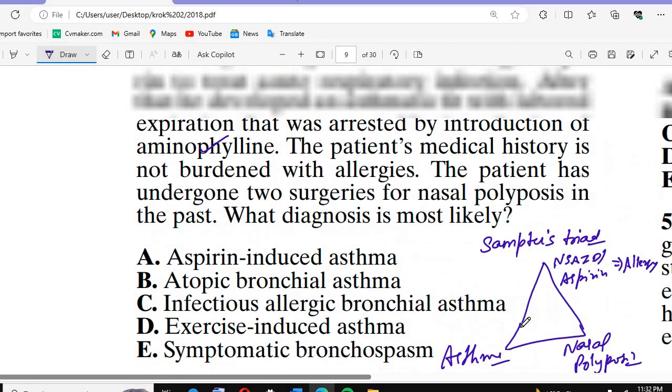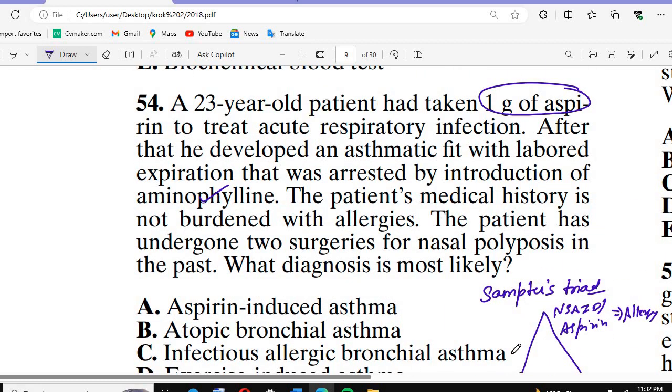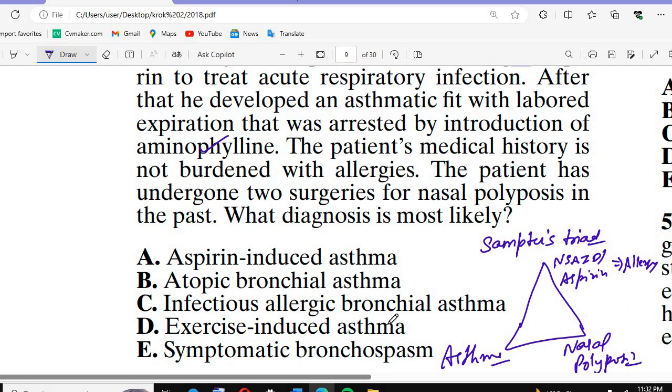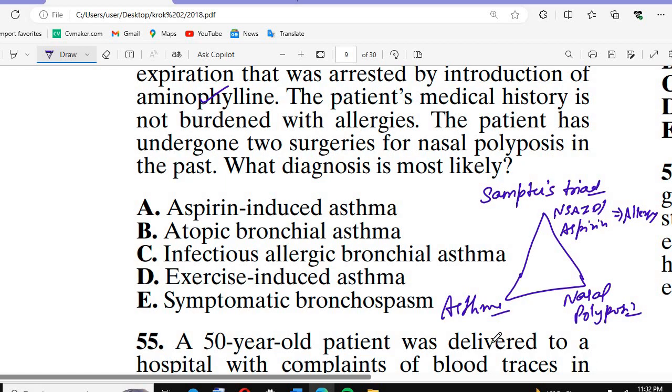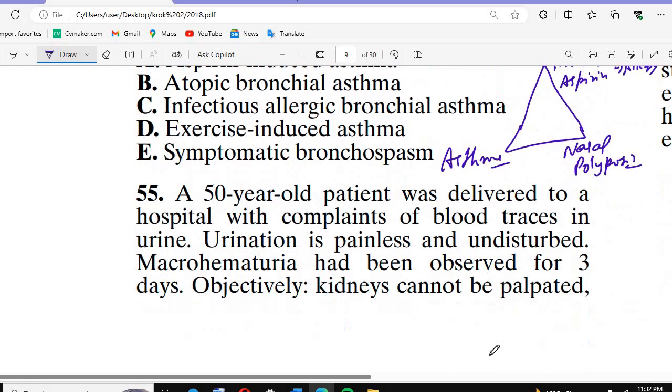This type of question is also asked in the FMGE. The 1 gram of aspirin is there, and 2 surgeries for nasal polyposis. So what diagnosis will we have? Aspirin-induced asthma. So aspirin will cause asthma and nasal polyposis, and that makes Samter's triad: NSAID or aspirin, asthma, nasal polyposis.